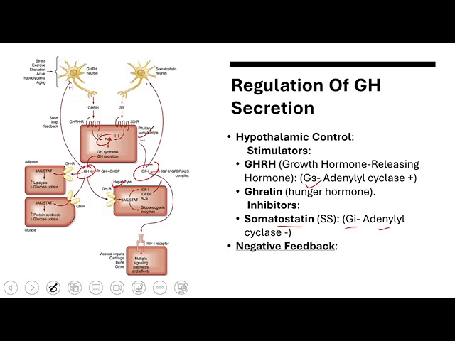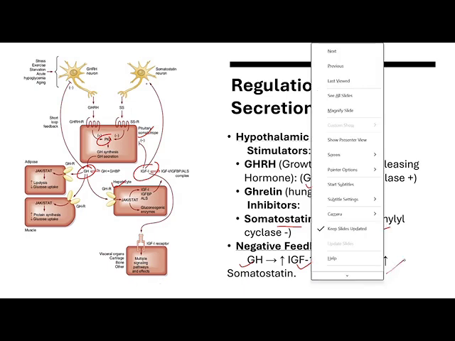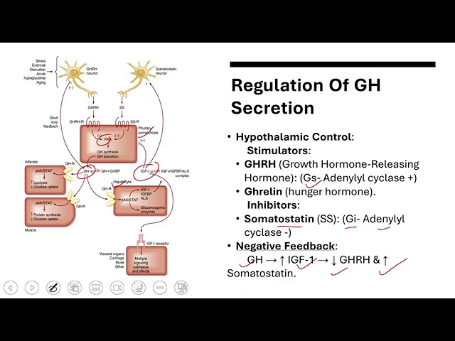And next is negative feedback that has been sent by the growth hormone itself. Growth hormone, once released, will lead to increased release of insulin-like growth factor 1, and this insulin-like growth factor 1 leads to reduced secretion of growth hormone releasing hormone from the hypothalamus, and this will stimulate the secretion of somatostatin.